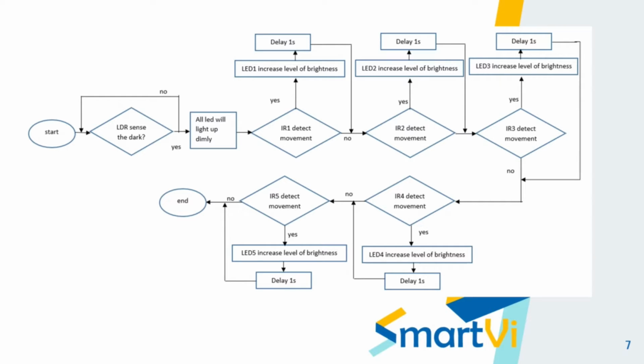but dimly. If there is a movement detected at IR1, LED1 will increase the level of brightness, then delay for 1 second. Next, if the movement happened at IR2, LED2 will increase the level of brightness, then delay for 1 second. The same process occurs for the next LED3 IR3, LED4 IR4, and LED5 IR5.